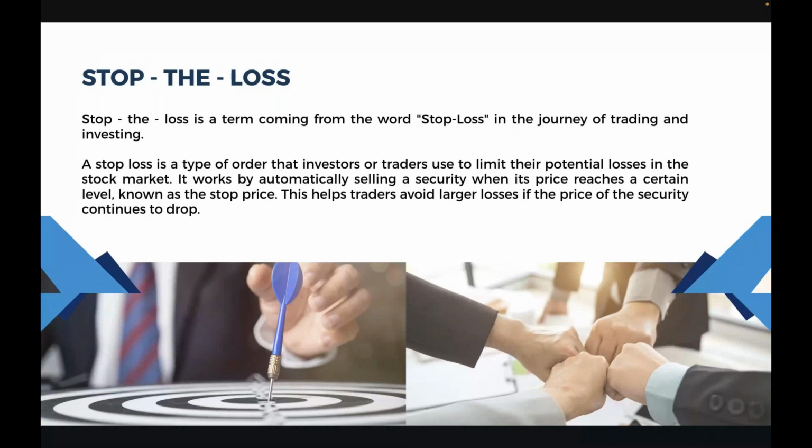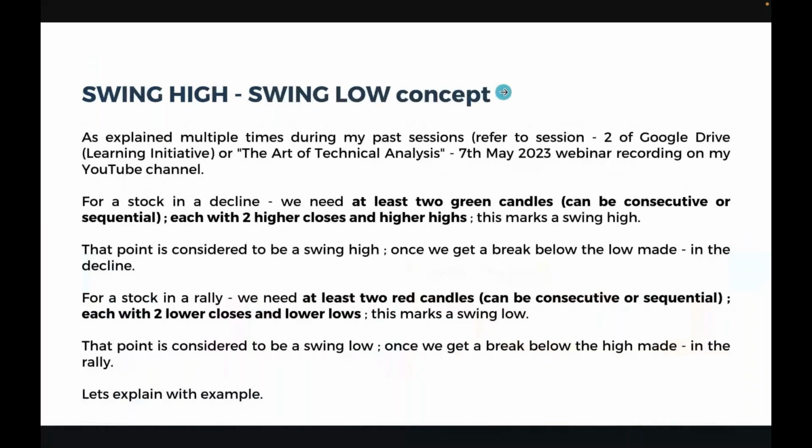Okay, proceeding further with the session, the swing high and swing low concept, which I said is going to be the most important concept. As I already have explained multiple times during my past sessions, there was session number 2 of the Google Drive folder, as well as the last session which we did on art of technical analysis on 7th May 2023. For a stock which is in a decline. You need to listen to these terms very, very carefully, because all the concepts, बिल्कुल starting A to Z जो भी concepts होते हैं, they start to revolve around these things only. ठीक है? This is the most important concept which you need to know.